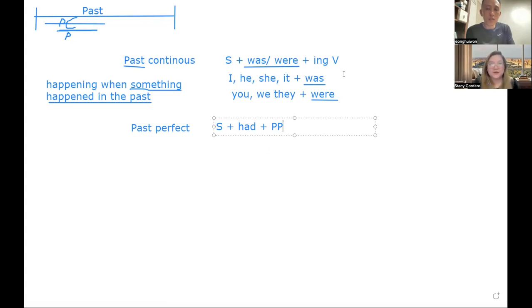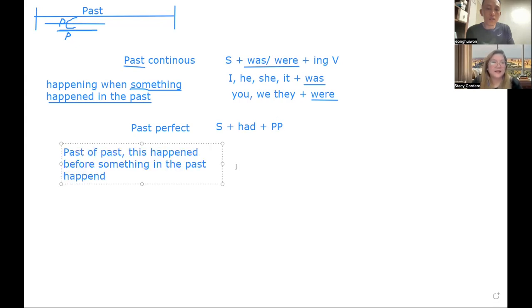So, first of all, when we use past perfect, it means here. Past perfect is past of the past. So, this happened before something in the past happened. It might sound confusing, but come to think of this is actually happening when something happened. So it's like present in the past, right? Right. But past perfect, this is past of the past. This happened first before this happened.